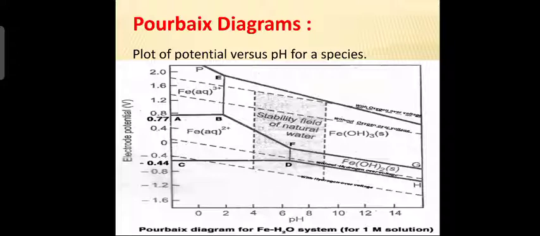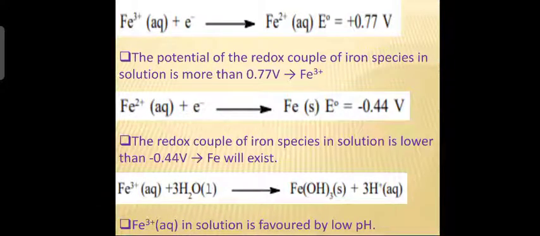Now, what are Pourbaix diagrams? A Pourbaix diagram is a plot of potential versus pH of a species. Okay, you can see here potential versus pH of a species. So, along the x-axis pH, along the y-axis potential or electrode potential. It represents the conditions of potential and pH under which a given metal species is thermodynamically stable towards oxidation or reduction. Okay.